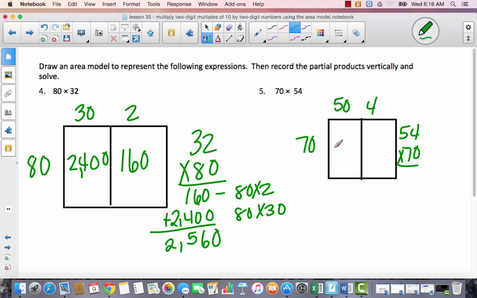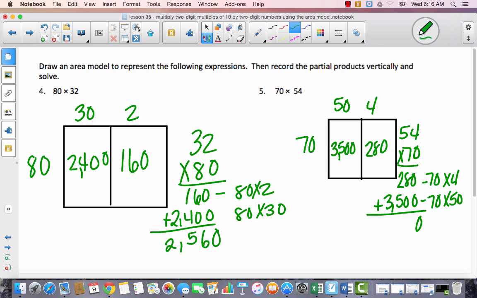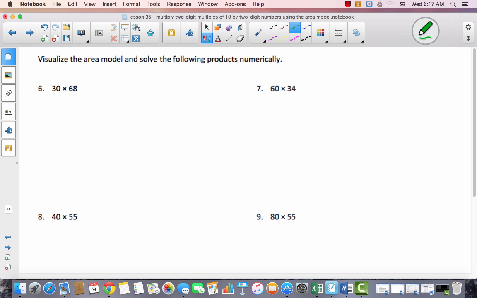All right, so 50 times 70 would be 3,500 because 5 times 7 is 35, and then I added my 2 zeros, and then 7 times 4 is 28, and add my 0. So I did 70 times 4, which was 280, and then I did 70 times 50, which was 3,500. When I add those together, I get 3,780.